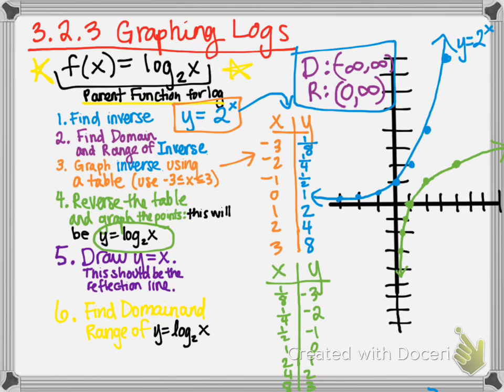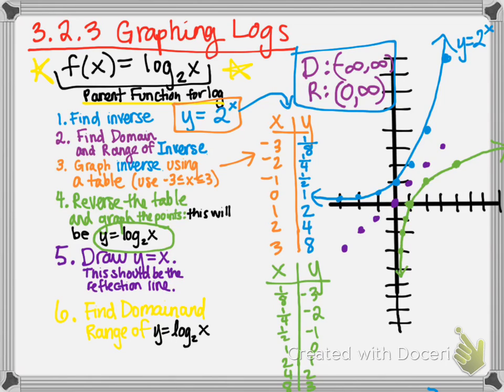So hopefully you can see that those guys are reflecting each other across a diagonal line, which is what I want you to do in number 5. Draw y equals x. This should be the reflection line. So y equals x, remember, is just the linear parent function, and it looks like 0, 0, 1, 1, 2, 2, 3, 3. I'm trying to make it as good as I can on this thing, sorry. Negative 2, negative 2, negative 3, negative 3. Okay, so we get the general idea.